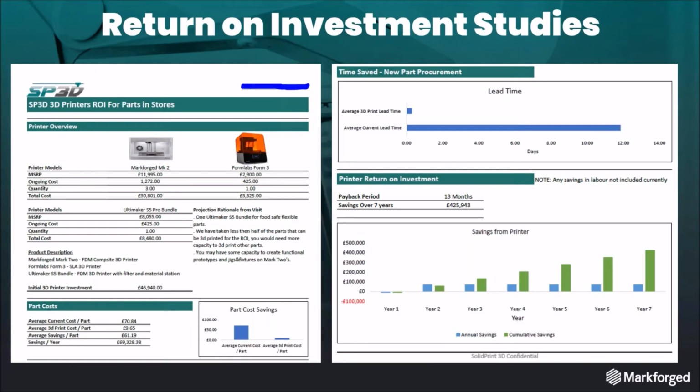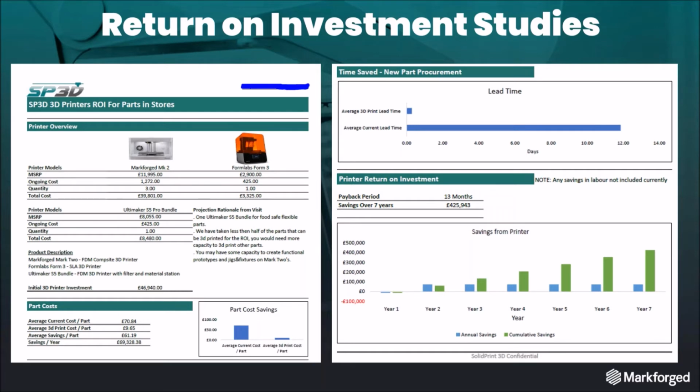So just to quickly run over what a return on investment study looks like. We would work with you to understand the current costs of manufacturing parts, and then compare that to the 3D printed cost of manufacturing parts, and also compare lead times. We'd also look in more detail at issues you've currently faced which could have been prevented if you had the 3D printer on site, maybe avoiding production downtime. And we'll form a return on investment study off the back of that.